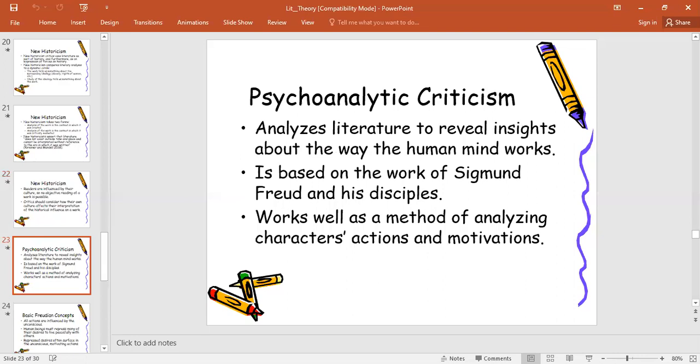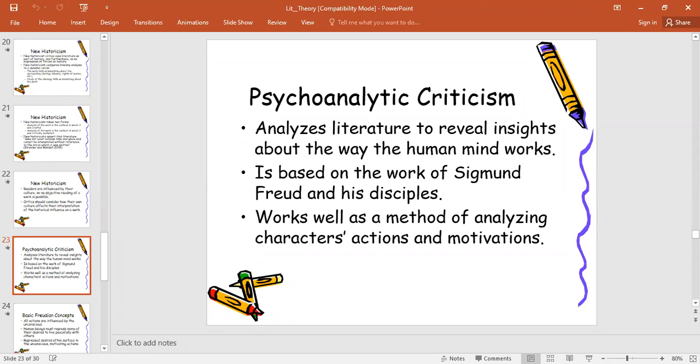Psychoanalytic criticism analyzes literature to reveal insight about the way the human mind works. So psychology means to study the human mind. How does it work? It's based on the work of Sigmund Freud and his disciples. So certainly psychoanalytical analysis is known with the name Sigmund Freud.